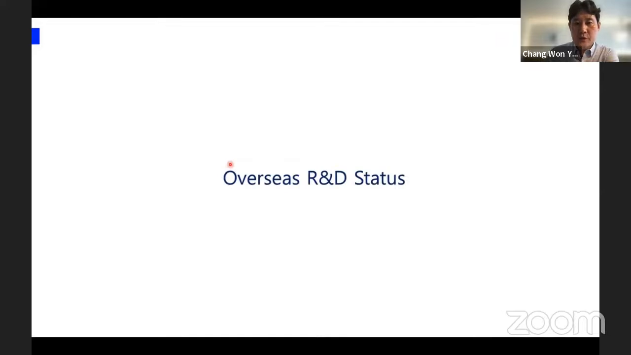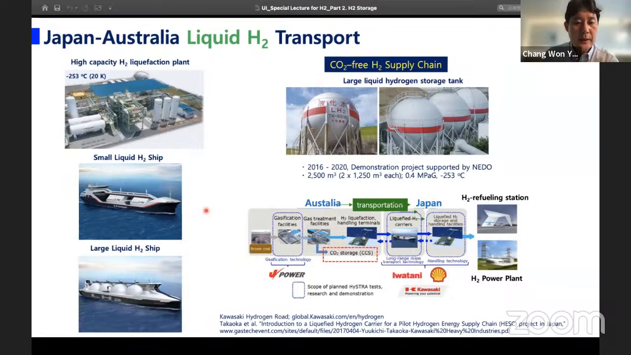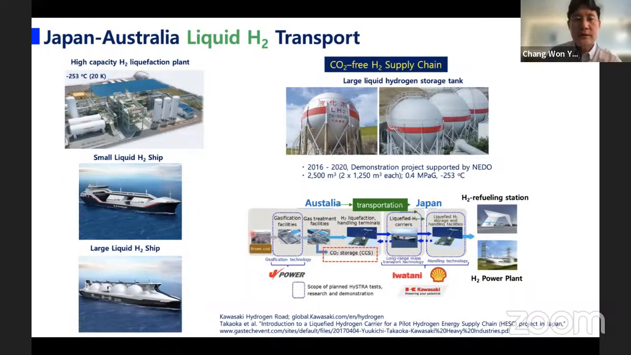Let me then talk about the overseas R&D status for hydrogen storage. One of the advanced countries for this concept is Japan. Japan considers liquid hydrogen, ammonia, and LOHC as long distance carriers. Let me first talk about the liquefaction technology between Japan and Australia. Actually, the Japan and Australia liquid hydrogen project is going on, shown here.